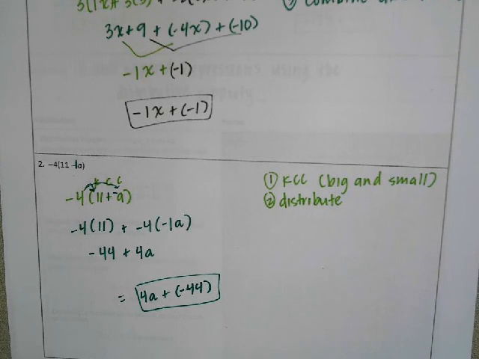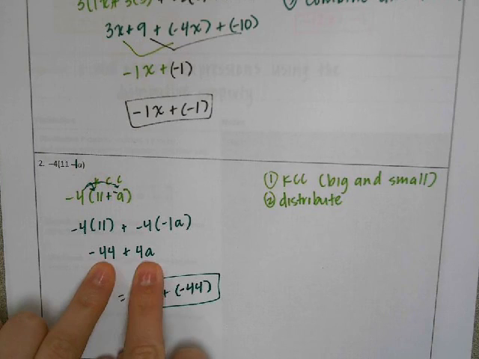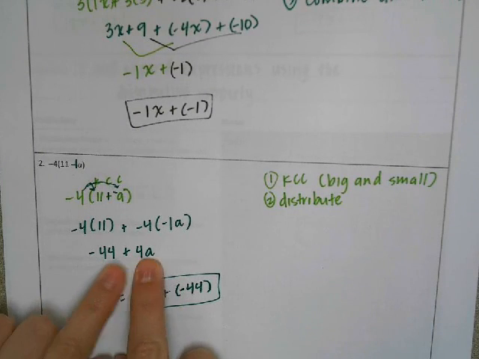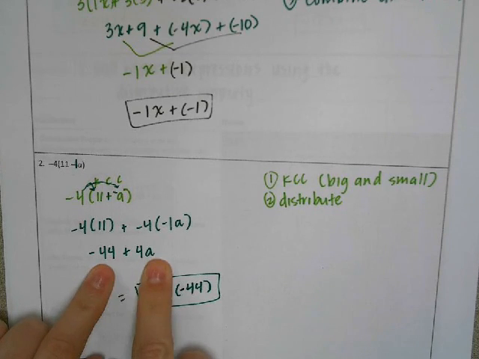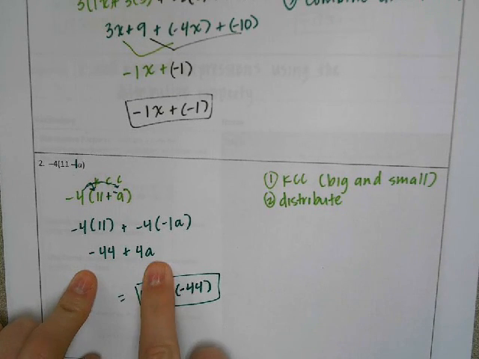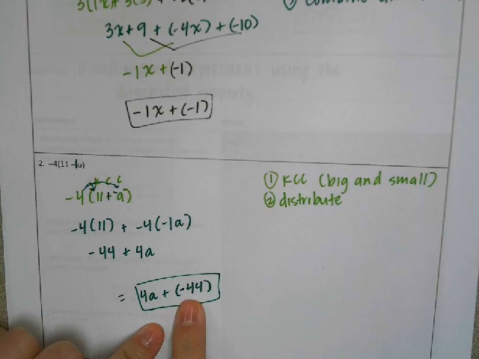We didn't need to combine like terms because they're not like. This has an a, and it does not have the same variable. So because this is a constant and this is a number and a variable, we cannot combine them. And this is your final answer.